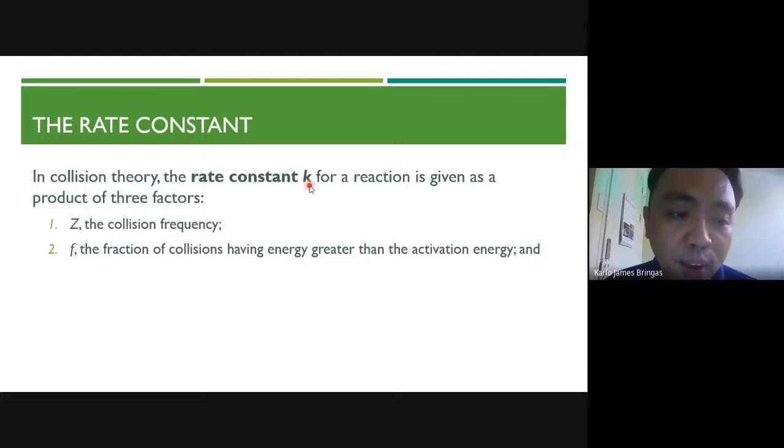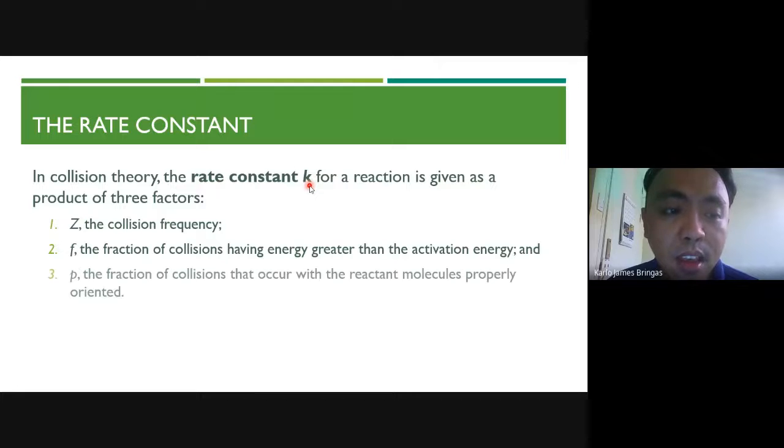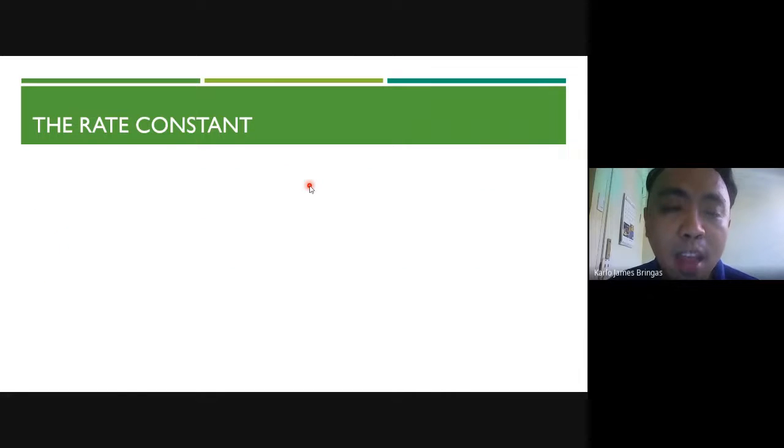The small letter f, that is the fraction of collisions having enough energy to overcome the activation energy. And our p, which represents the fraction of collisions that have the proper na orientation for a reaction to occur. So multiplying the z, f, and p together, we now get the value of the rate constant.